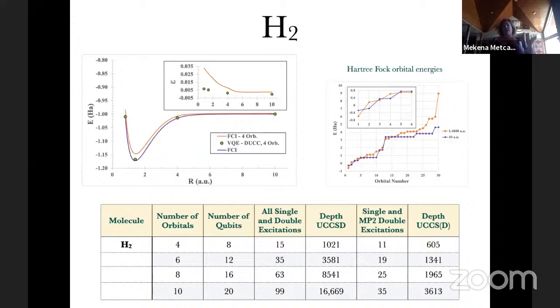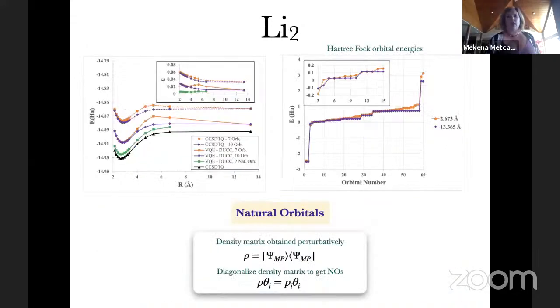So, okay, we did H2. Let's go on to something a little more complicated. So we're going to look at Li2. And so we evaluated Li2 for 7 orbitals and 10 orbitals using CCSDTQ to be able to get the energies. That's the dashed lines up top. The VQE DUCC are the ones below in purple and orange as well to compare to.